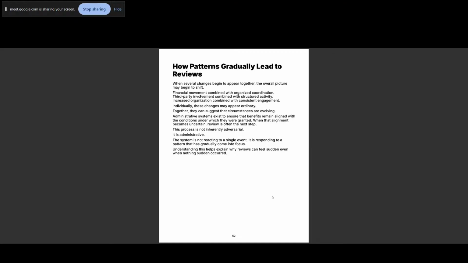Administrative systems exist to ensure that benefits remain aligned with the conditions under which they were granted. When that alignment becomes uncertain, review is often the next step. This process is not inherently adversarial. It is administrative. The system is not reacting to a single event. It is responding to a pattern that has gradually come into focus. Understanding this helps explain why reviews can be sudden, even when nothing sudden occurred.